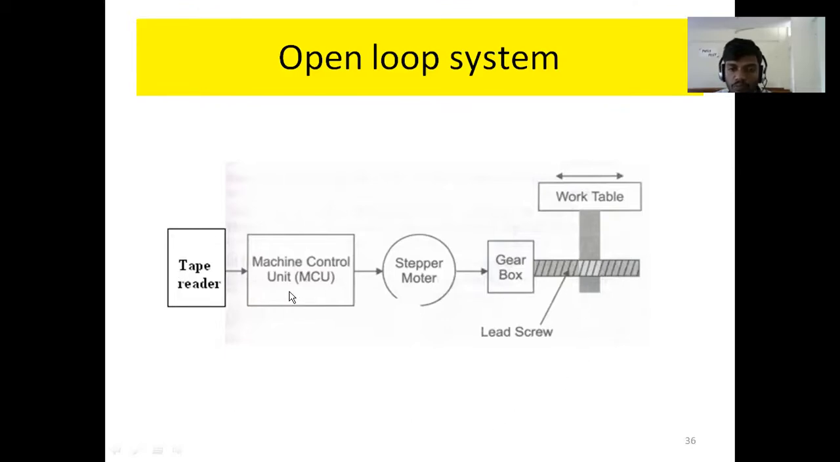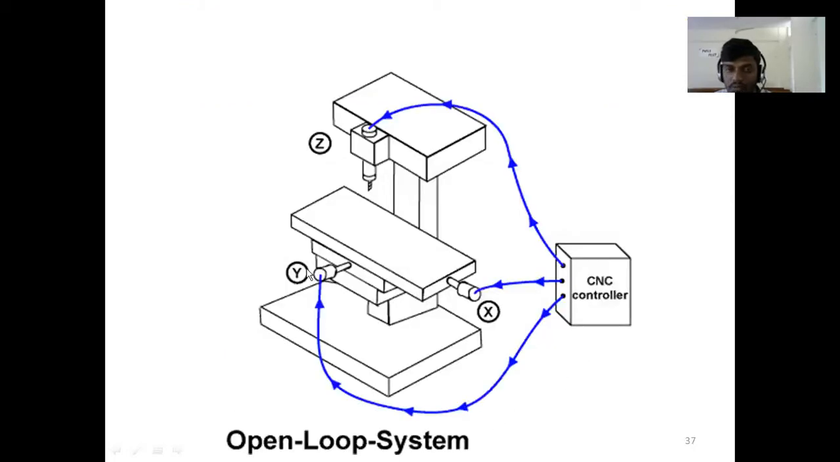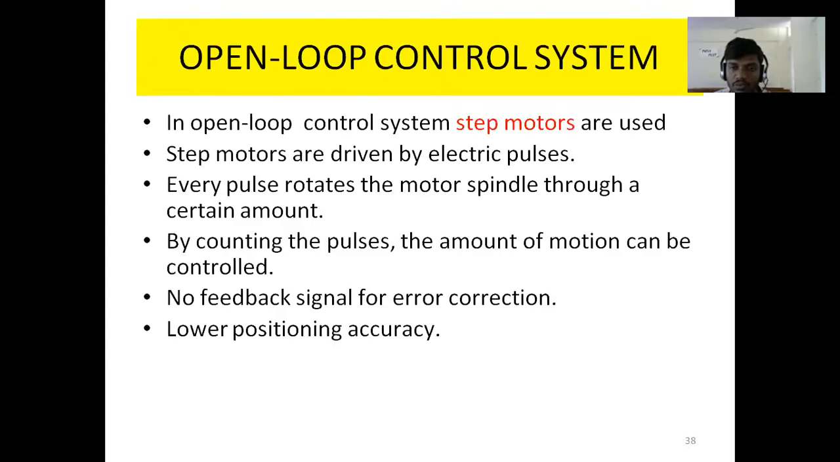We will see one by one. Here you can see this open loop system, where we give the instruction from the controller and just pass the instruction, not collecting any feedback from separate stations. That is one major issue in the open loop system. Actually, an open loop control system uses step motors, and step motors are driven by electric pulses.